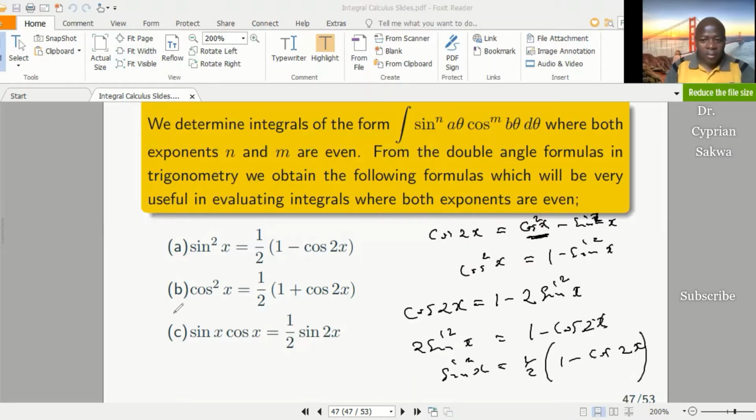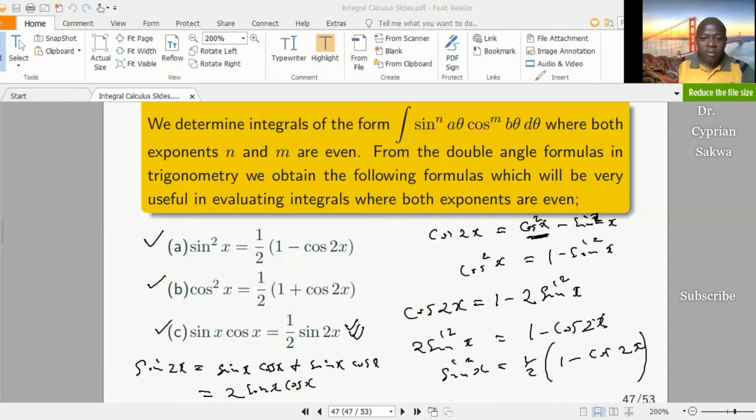So what I mean is these formulas are important and are derived from the double angle formula. This one is derived from the double angle formula, the same as this, and the same as this. Of course, for this part, we know that sine of 2x is the same as sine x cos x plus sine x cos x, which means this is the same as 2 sine x cos x. When I make sine x cos x the subject of the formula, I must divide by 2. And so that gives me this: sine x cos x is the same as half of sine 2x.